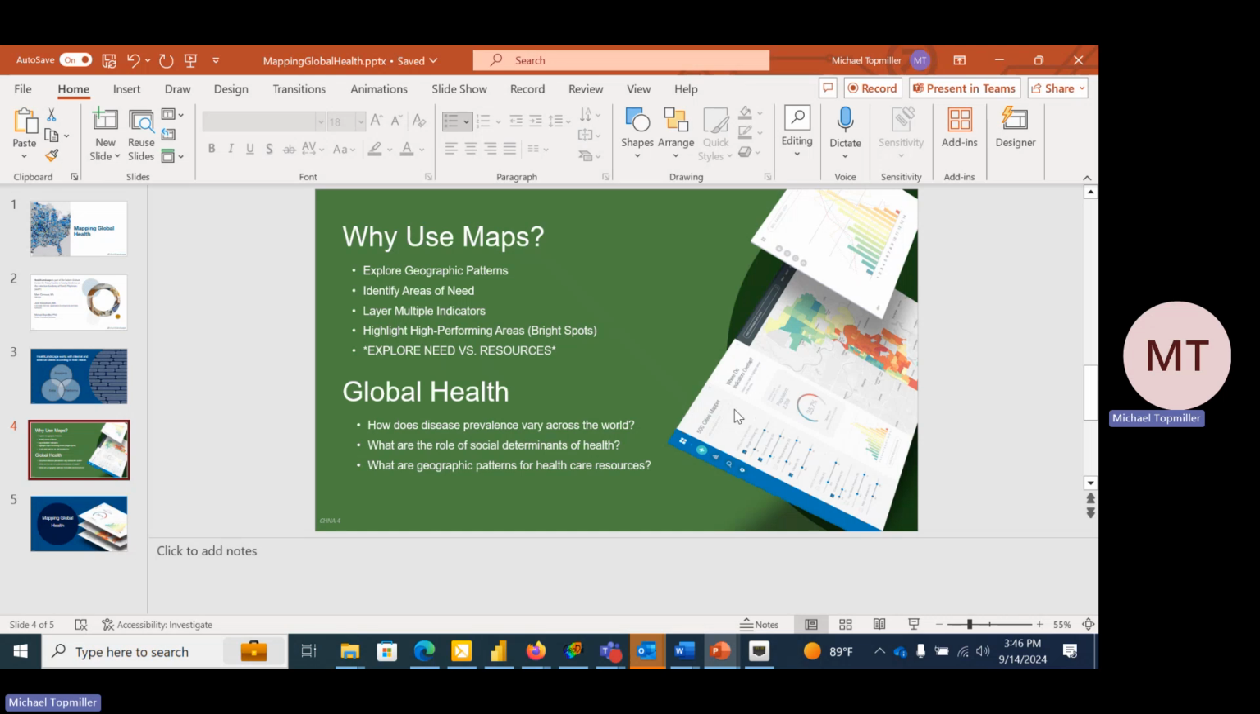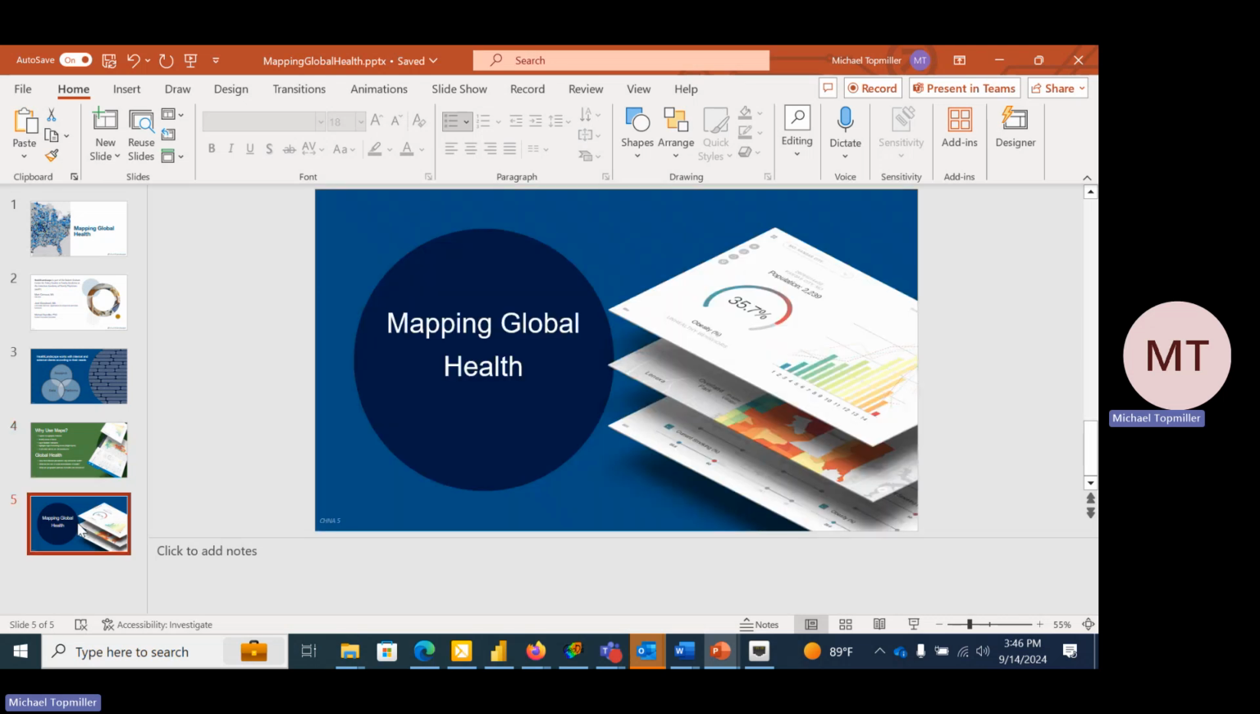Now, in terms of global health, some of the things we're really interested in are, how does disease prevalence, incidence, mortality, how does that vary across the world? What is the role of some social determinants of health, some of those risk factors that really matter, as well as looking at geographic patterns for different kinds of healthcare resources.